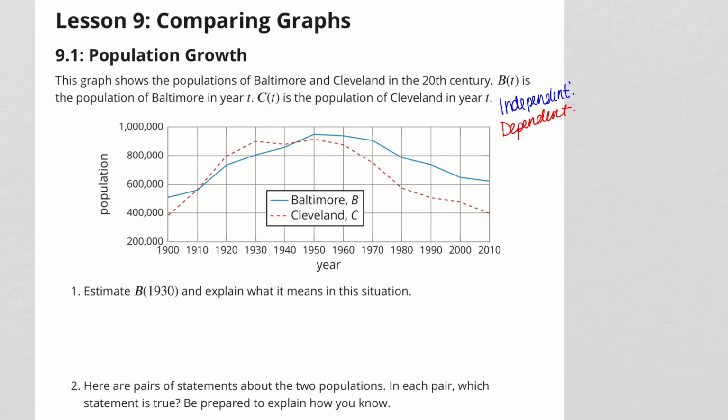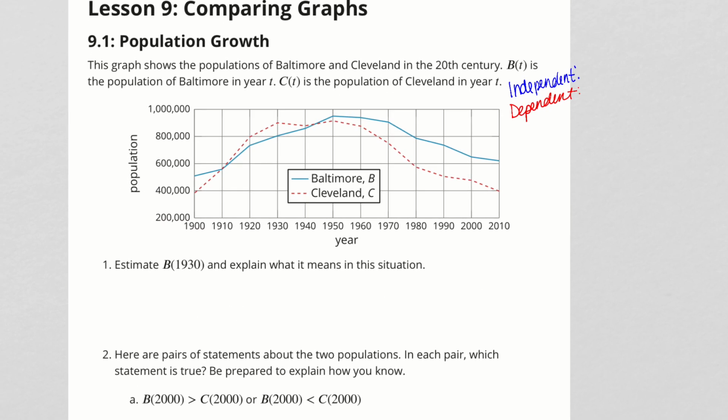Okay. So what do you guys think the independent variable is going to be in this case? B? Or is it B of T? Neither of those. Oh, wouldn't it be Baltimore? Oh, no.